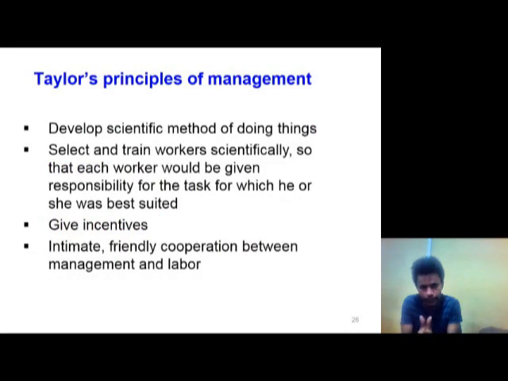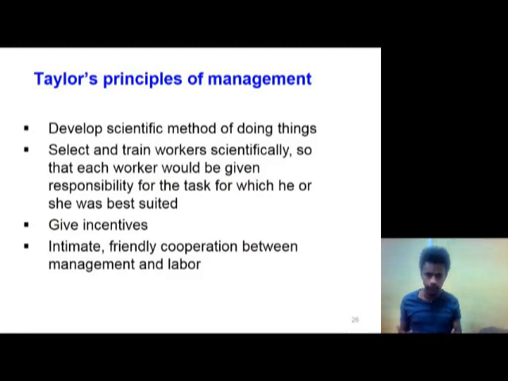The first principle is that in any working environment or any work content there must be a development of scientific method for doing that thing. You are expected to develop a scientific method of doing things. So as I told you before, existing activity with the use of method study, you are expected to identify that. Then you need to generate an alternative solution or a best feasible solution. Therefore a better solution will be this one. You are expected to develop a scientific method of doing things.